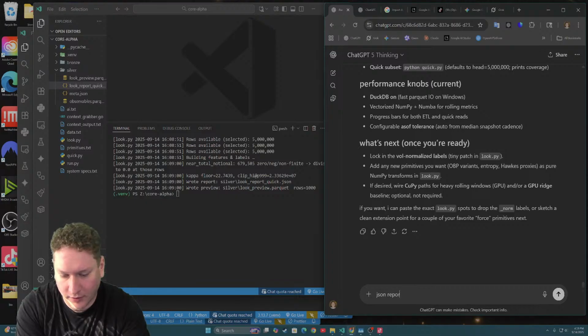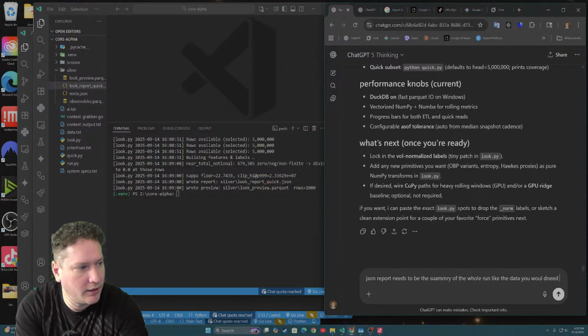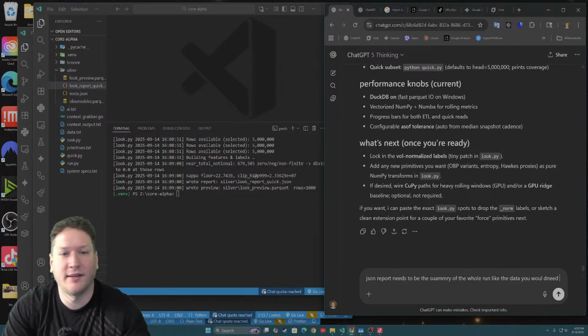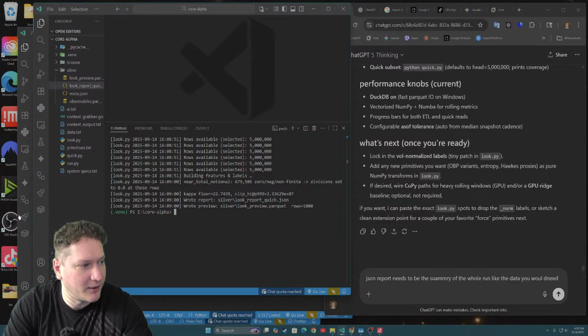JSON report needs to be the summary of the data you would need. Are you talking about science, physics? No, well, we're talking about market, like as in Bitcoin trading market, crypto market, not science, physics. It's similar. I mean, well, that's how we're phrasing it, right? So we're looking at the market physics. So the market is its own little world in there, right? And we're trying to map those physics out, Edward.